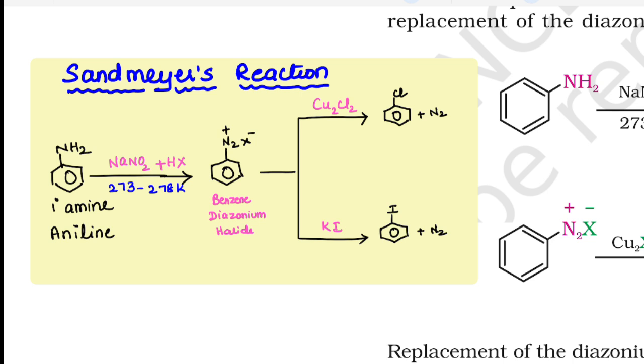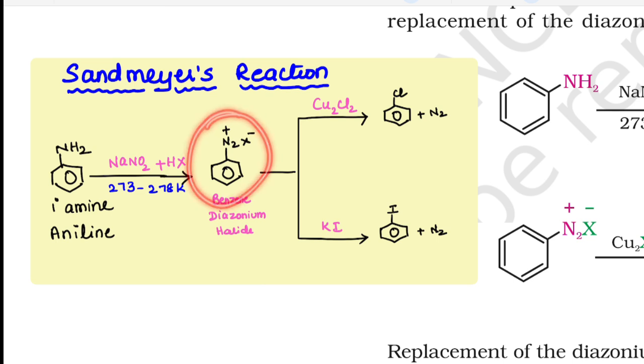You treat aniline with sodium nitrite plus HCl. The temperature should be very low, in cold condition, that is 273 to 278 Kelvin. If you convert to degrees Celsius, it will be 0 to 5 degrees Celsius. So you have to maintain a very low temperature. You will get benzene diazonium salt formed. This is the salt which is formed.